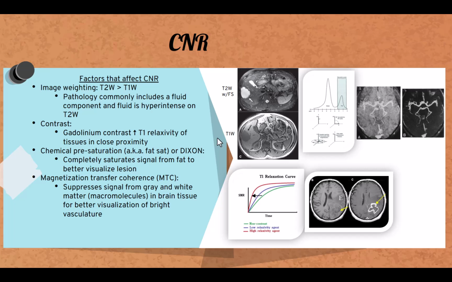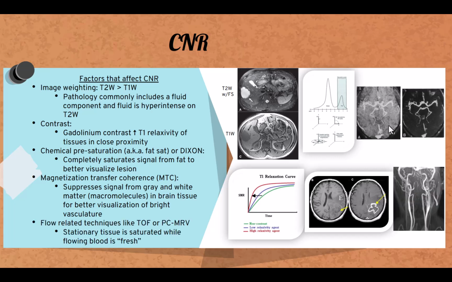Magnetization transfer coherence, MTC. This suppresses signal from white and gray matter, which includes macromolecules, in the brain tissue to better visualize the bright vasculature. So here you did not utilize MTC, and the white and gray matter are still hyper-intense, which makes it hard to visualize the circle of Willis. But then MTC is applied, suppressing the signal from those tissues so that all you see is the vascular structures.